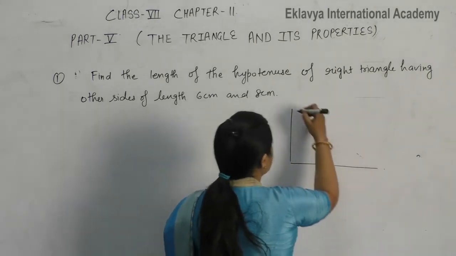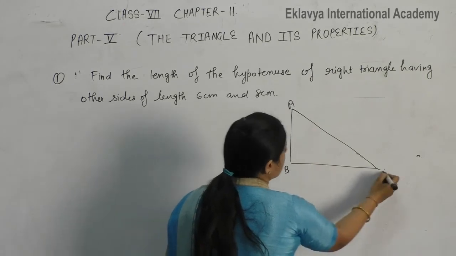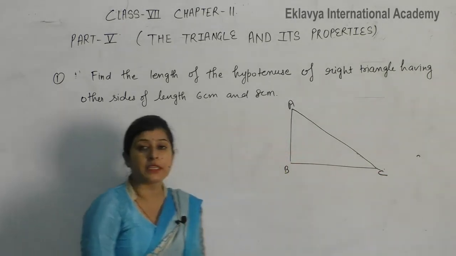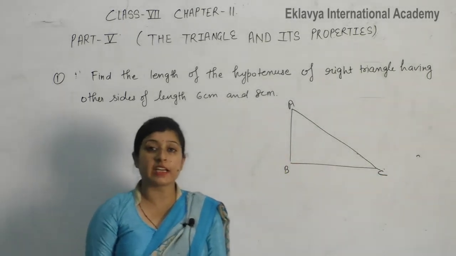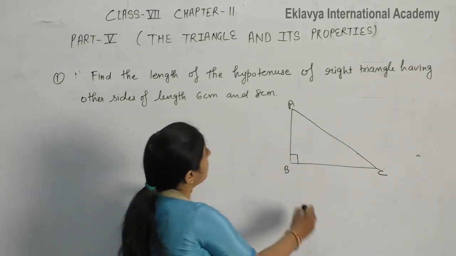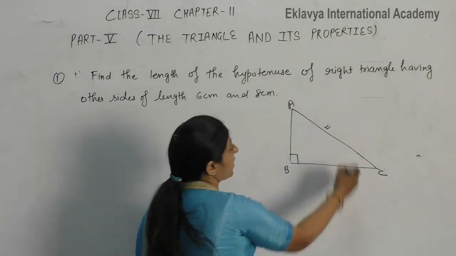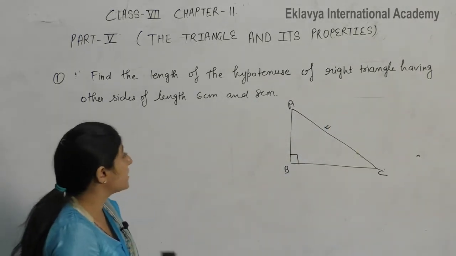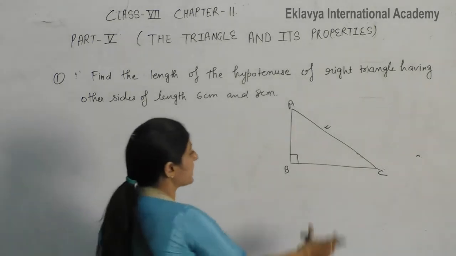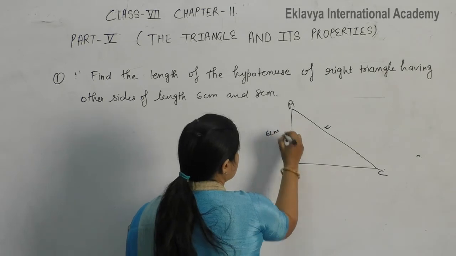One more thing, this Pythagoras theorem formula is always applicable on the right angle triangle only. So firstly we make the right angle triangle. Find the length of the hypotenuse. It means we have to find out this one length and the other two lengths. Doesn't matter, you can take this one 6, this one 8 or this one 8, this one 6. So I take this one 6 centimeter.